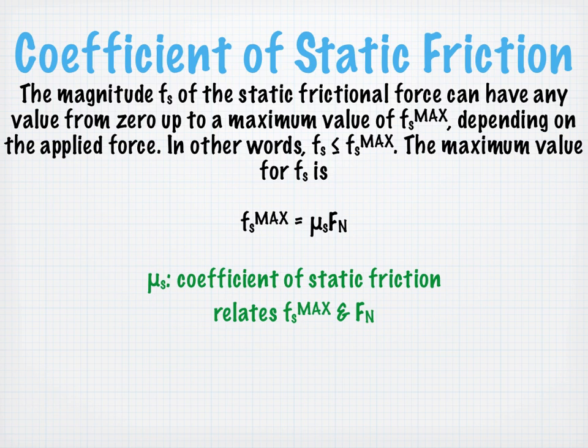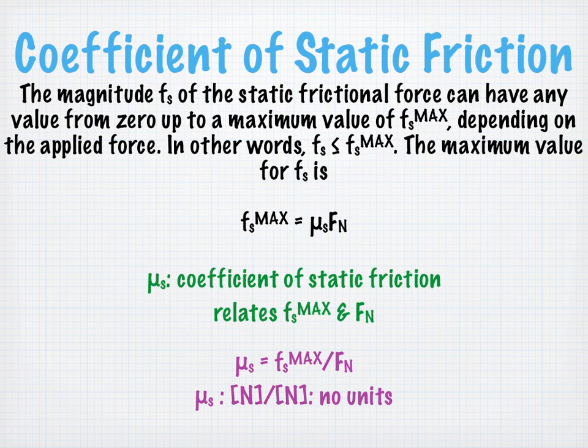We can calculate a value for the coefficient of static friction by dividing the magnitude of the maximum static frictional force by the magnitude of the normal force. Since this gives us newtons divided by newtons, the coefficient of static friction does not have any units.